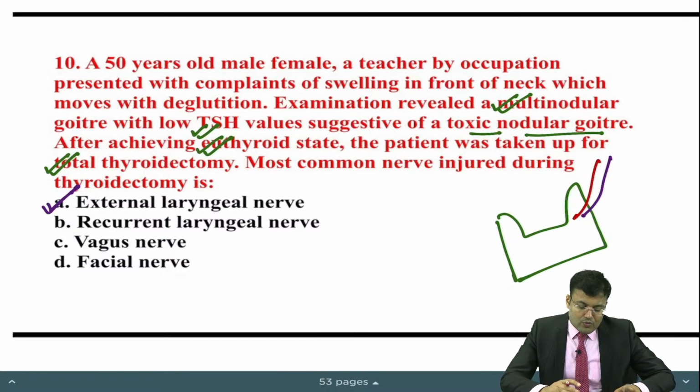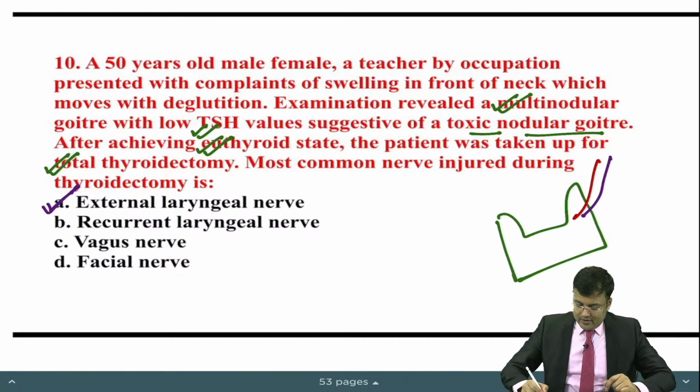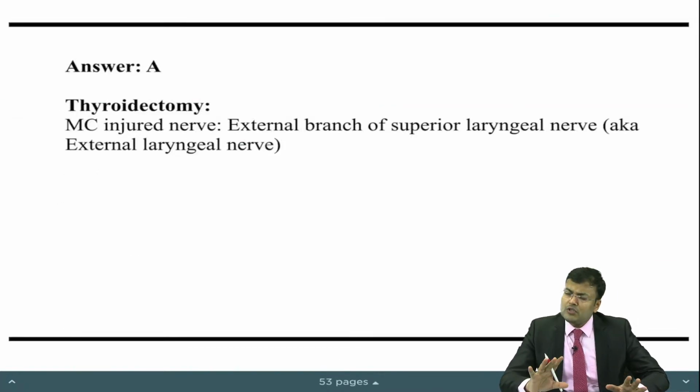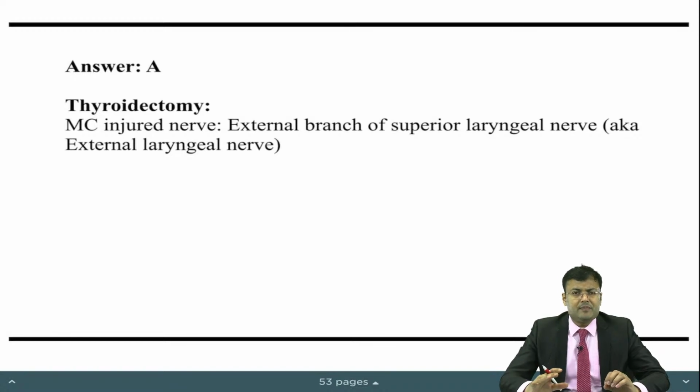Clear? So, what is the correct answer? Correct answer for this question is A. So, you have to remember, because most of the students are confused in this question. Some of you are having this kind of thought that the most commonly injured nerve in total thyroidectomy or in thyroidectomy is recurrent laryngeal nerve. No, it is not. It is external branch of superior laryngeal nerve.